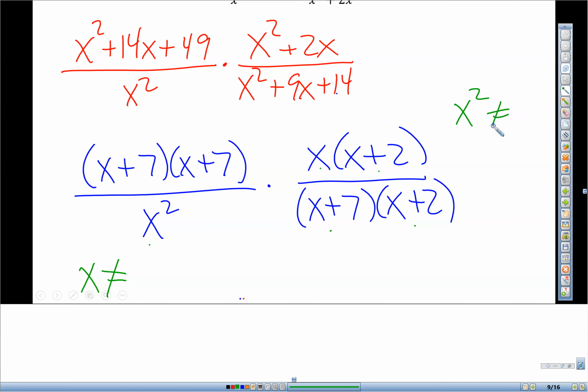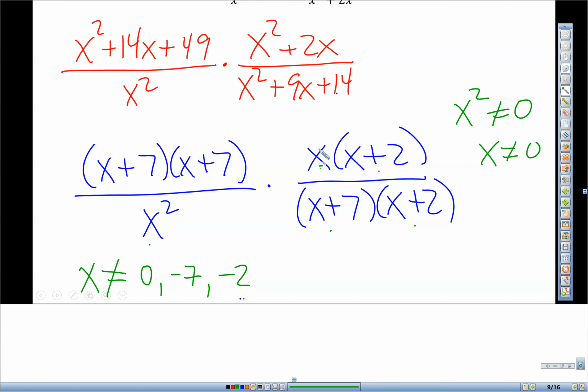All right, x squared cannot be 0. Think about it as like taking the square root of both sides. So x cannot be 0 because the square root of 0 is 0. X plus 7 can't be 0, which means x can't be negative 7. X plus 2 can't be 0, so x can't be negative 2.